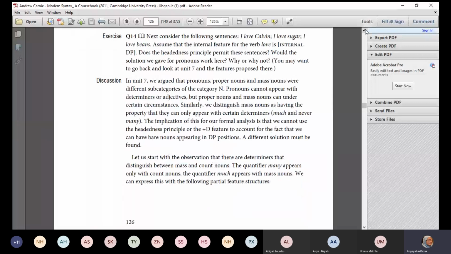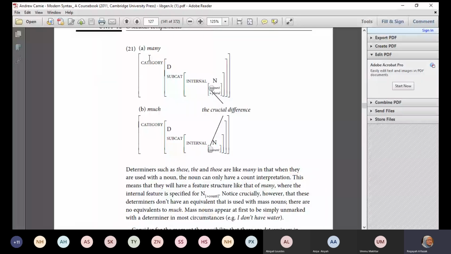This is talking about quantifier lah. The quantifier many appears only with count nouns. The quantifier much appears with mass nouns. We can express this in the following feature. Mass, count and mass. So many is count. So it's a determiner because it happens like many books, many cars, many people. So it happens before a noun. So many is a determiner category.